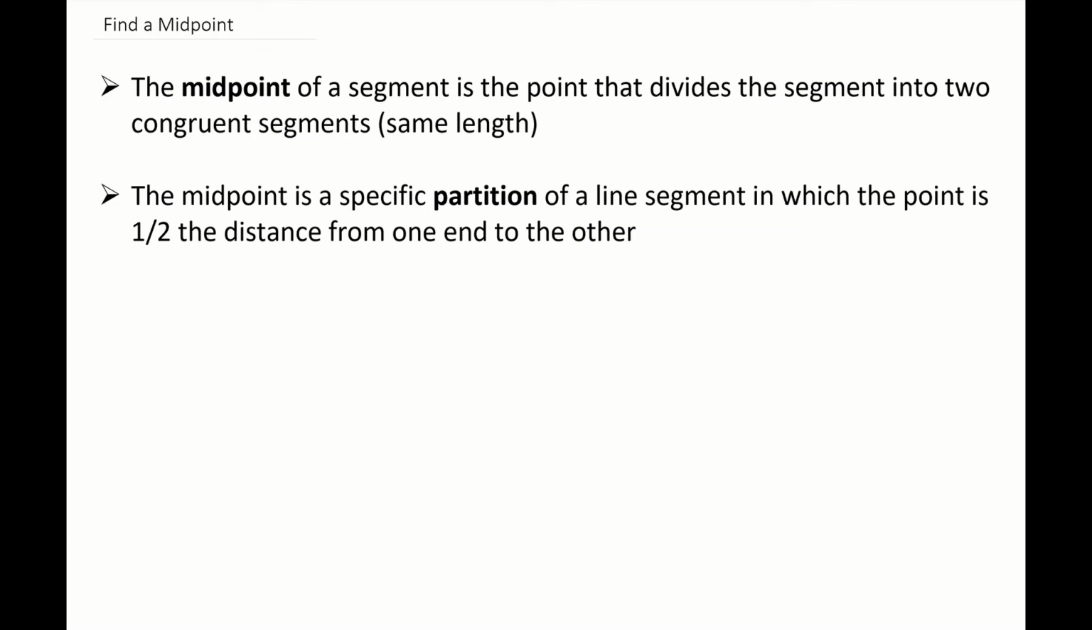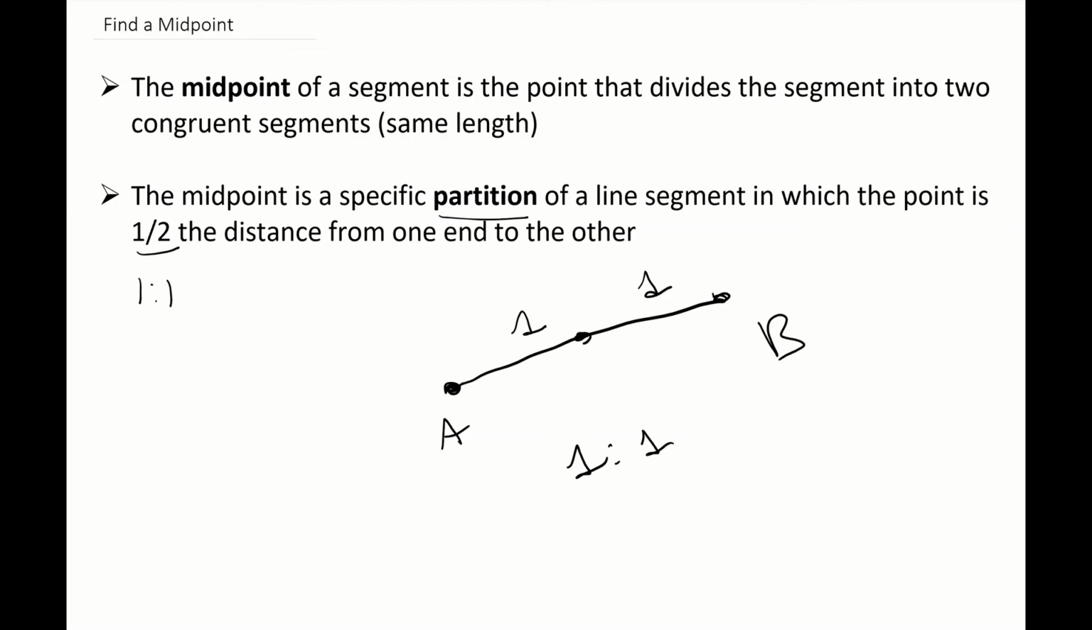So like I said, the midpoint is a specific partition that breaks it up into a 1-to-1 ratio. So basically it's half the distance, which is the same thing as a 1-to-1 ratio. So if I have a generic line segment from A to B, then if I cut this line segment, this is 1 piece, this is 1 piece, and this would be a 1-to-1 ratio, which in this case is 1/2 of the way from here to here. So we'll say that this is 1/2 of the distance, and that would be the ratio.